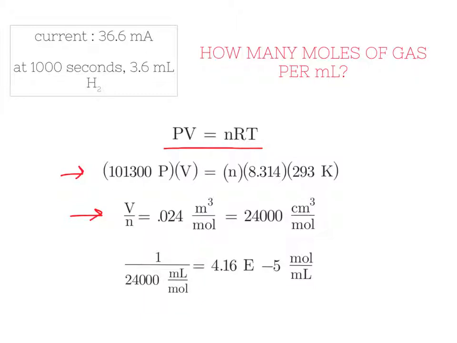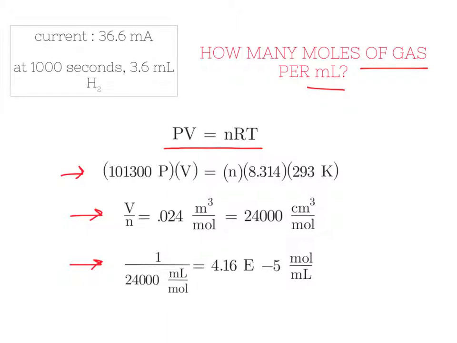Now, we're going to convert this to centimeters cubed because 1 centimeter cubed is a milliliter, and that's what we're measuring using the graduated cylinder. We're measuring in milliliters. So when you convert that, you get 24,000 centimeters cubed per mole. Now, remember how we wanted the moles of gas per milliliter, right? And right now we have it in milliliters per mole. So we're going to go ahead and take the inverse. And when you do that, you get 4.16 times 10 to the negative 5th moles per milliliter of gas.